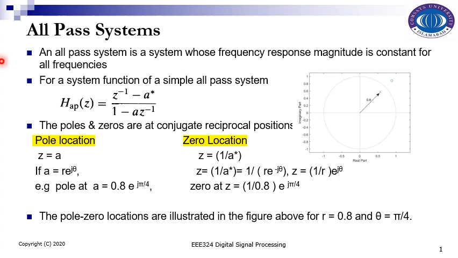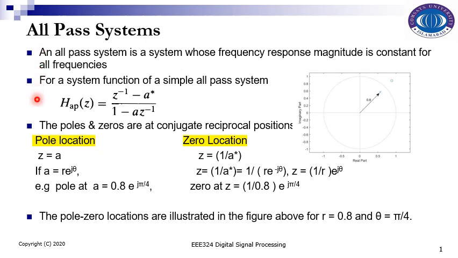So we will look at some important LTI systems, and the first one we will look at is an all-pass system. An all-pass system allows all frequency sinusoids, or all frequencies, to pass through it because it has a frequency response whose magnitude is constant for all frequencies, and that's why all frequencies are able to pass through this all-pass system.